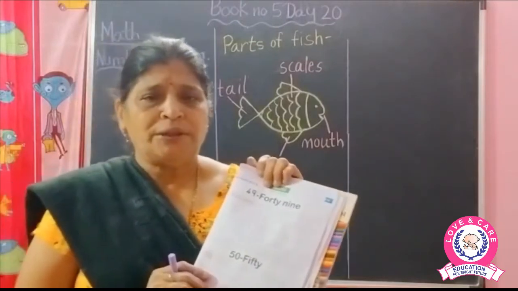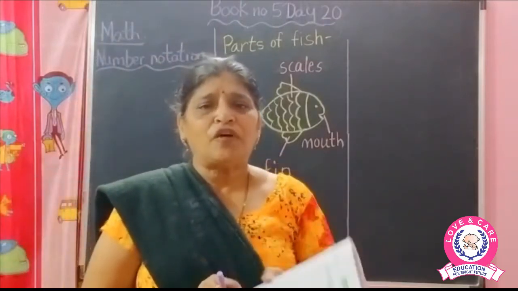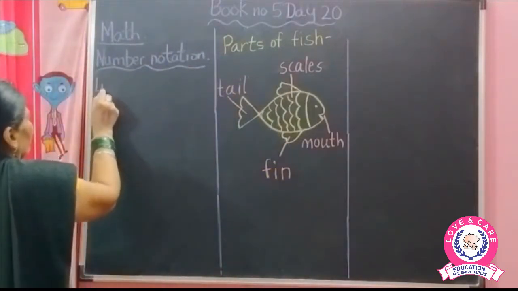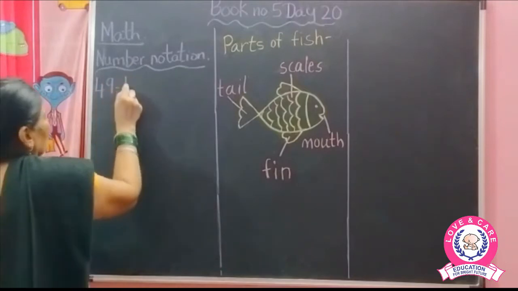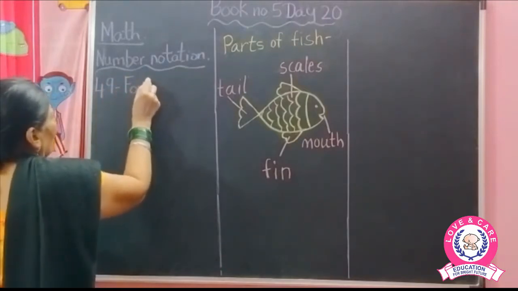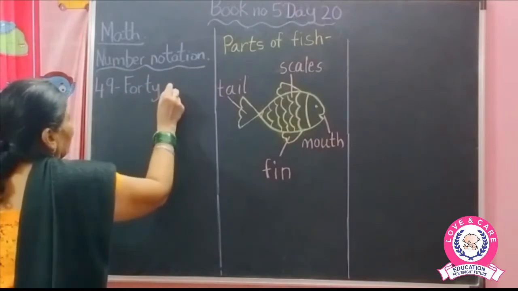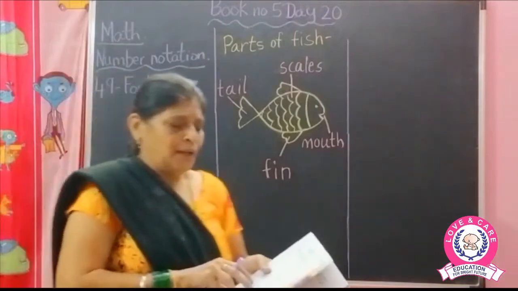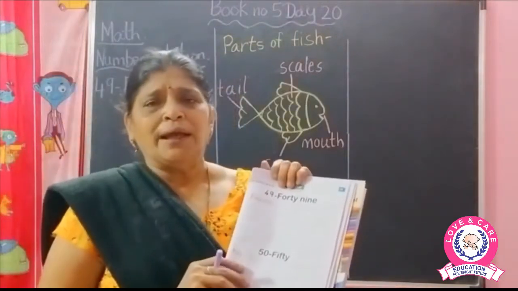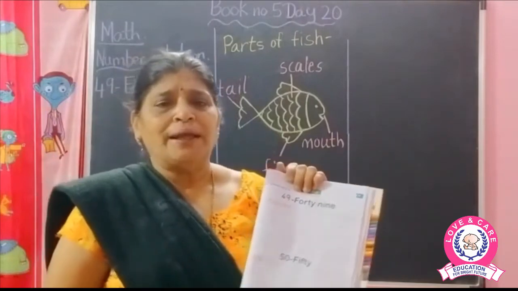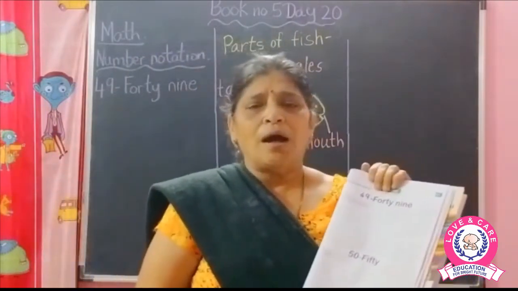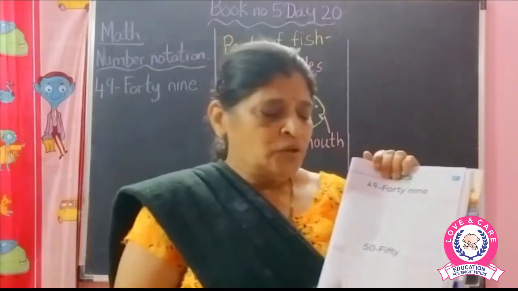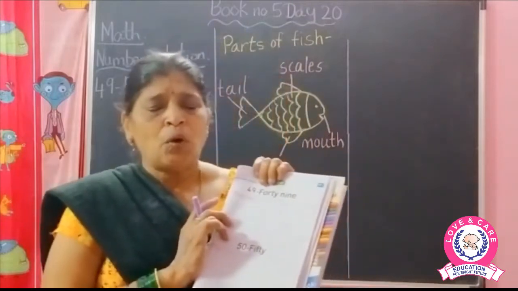F-O-R-T-Y, 40, N-I-N-E, 9, 49. So look here, number notation, 49 dash F-O-R-T-Y, N-I-N-E. What is the spelling of 49? F-O-R-T-Y, N-I-N-E. So children, you have to complete it at home as homework.